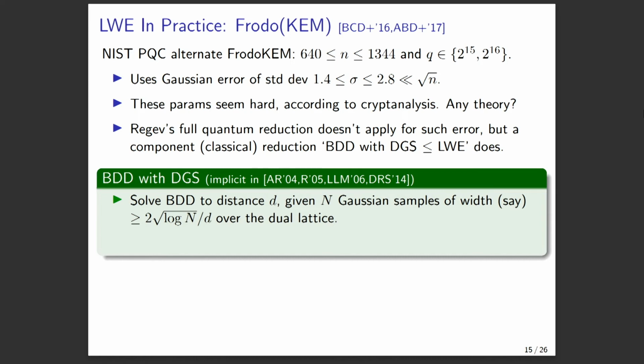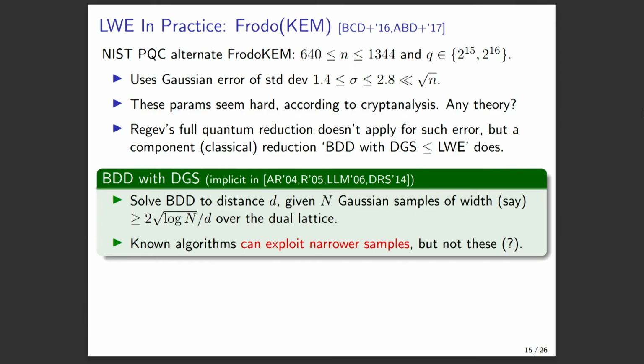Okay. And note that this width here is dependent on the number of samples. So you can either pick a very large n and get larger width, or you can pick a small n and get a correspondingly smaller width. Our best known algorithms can't solve this problem any better than not being given any samples at all. Okay? However, if you give slightly narrower samples, then we do know how to solve this problem.